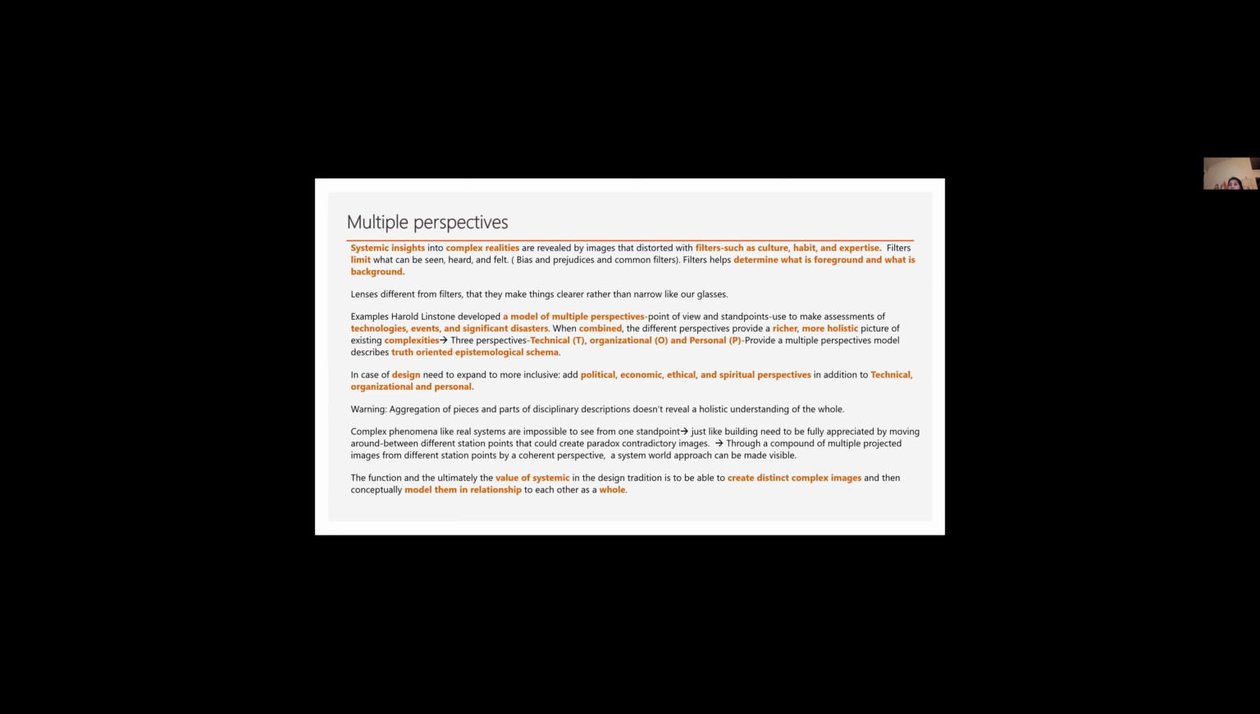Even for a person, I think the way to tell whether a person is mature or naive is whether they see the world in black and white, or can see the world more in gray. Mature people can see the world more in gray because they see from different perspectives. Because reality is complex, there are three perspectives, I think Joe mentioned: technology, organization, and personal. And then in design, they add more lenses, including political, economic, ethical, and spiritual perspectives, to help us see the design.